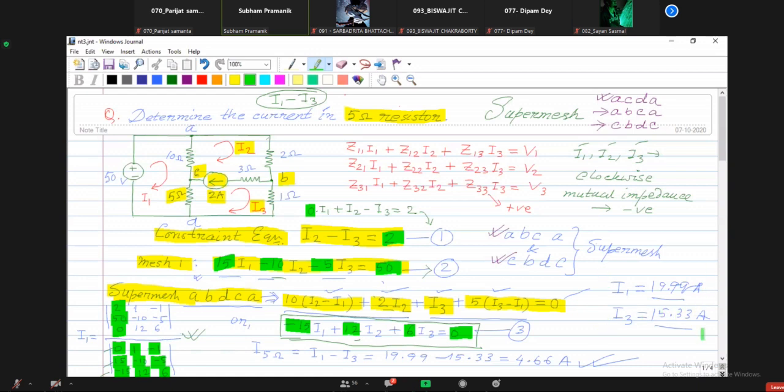This has been shown here. After that, I5 can be obtained by just substituting I1 minus I3. And the final answer is this, 4.66 ampere. Understood? Is that clear? Now tell me if you have any question.